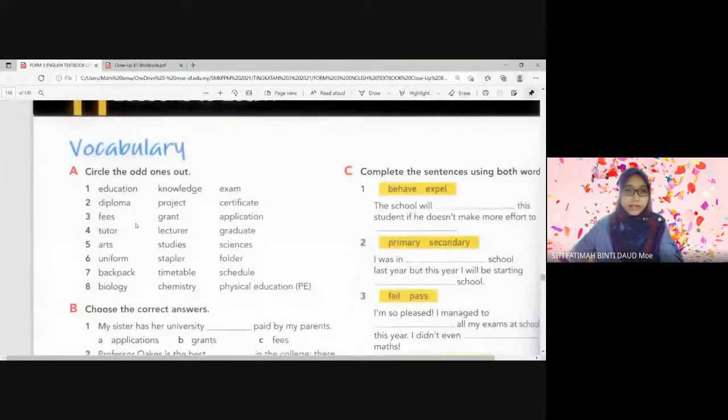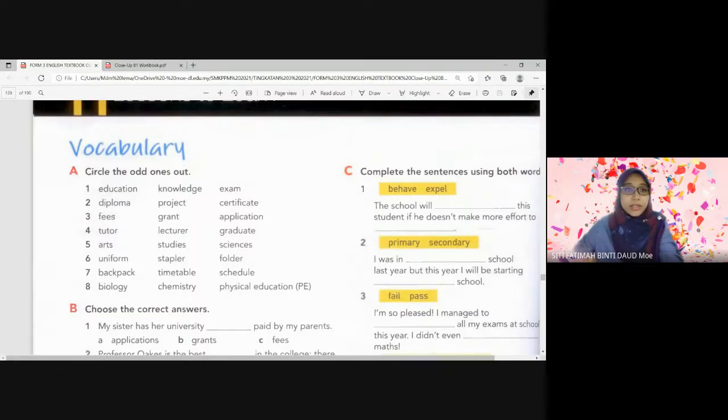Why? Because education and knowledge are the words referring to the process of learning. Okay. Process of learning. You learn, you get education. You learn, you get knowledge. But exam is a specific term, a specific thing where your knowledge is tested. Okay, exam is where your education and your knowledge is tested. So exam is the odd word.